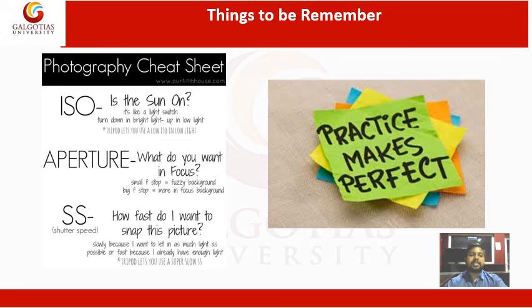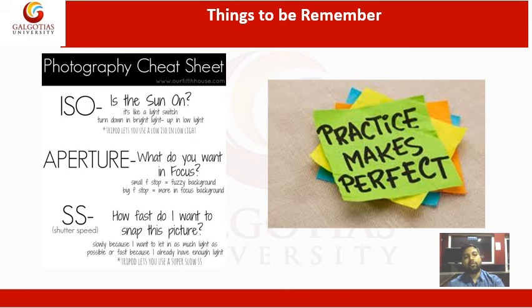The next thing is SS, that means shutter speed. Shutter speed is how fast I want to snap the image, that means the speed of the shutter. If you are clicking and a person is moving slowly, then you have to use a slow shutter speed. If your person is not moving, then you also use a slow shutter speed, that means 1/40 to 1/60.